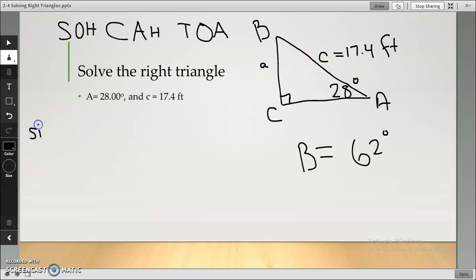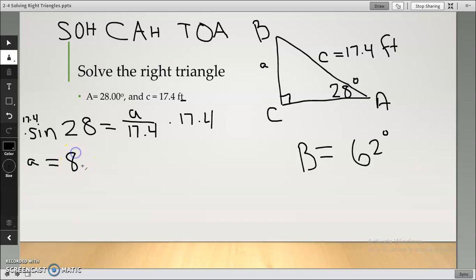So I have sine of A, which is 28. Plug in what I have, is equal to the opposite, which is my A, over my hypotenuse, which is 17.4. I'll leave off the dimensions, we know it's feet though. So when I solve this, I'm going to multiply both sides by 17.4. Sorry, I ran out of space over here. So 17.4 times sine 28 gives me my A. When I plug that in my calculator, making sure my calculator of course is in degrees, I get A is equal to 8.2 feet.